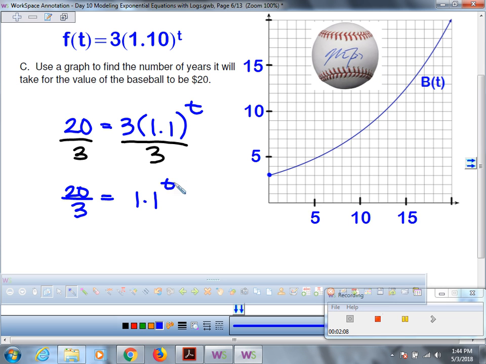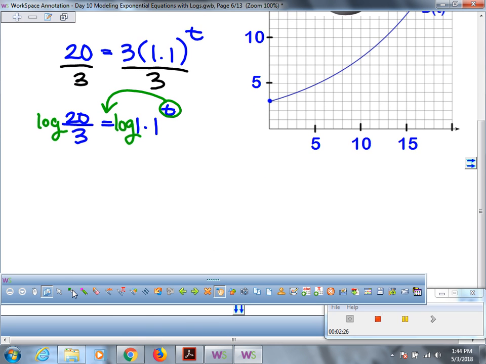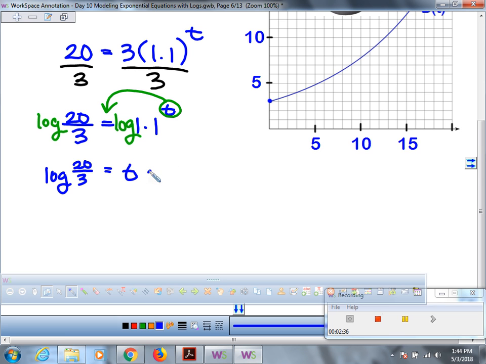How do I get rid of the t? I'm going to use logarithms, because logarithms allows me to bring that t out front using the power to a power property. So now I'm left with log 20 equals t times log 1.1. And finally, I just divide both sides by log 1.1.